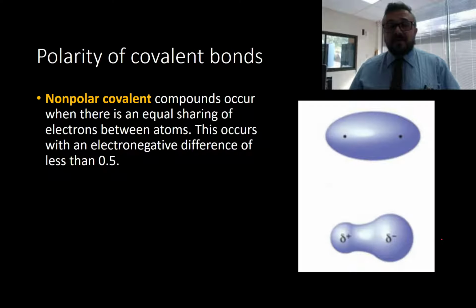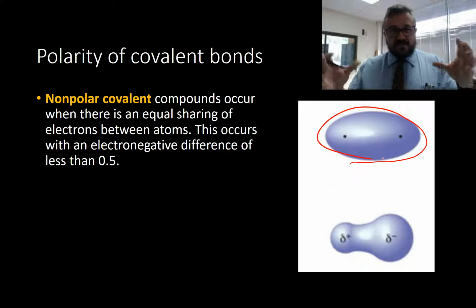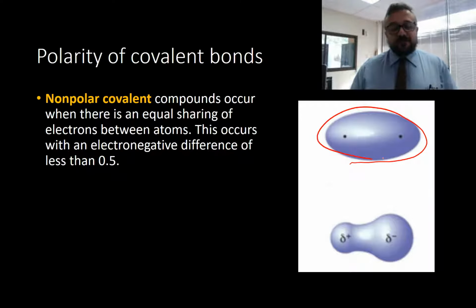So we've got nonpolar covalent bonds. They occur when there's an electronegativity differential of less than 0.5 on the Pauling scale. And this means that they just share equally. When we look at it, you actually see an electron cloud that looks like this between the two atoms in that molecule. When we talk about covalent bonds, you could have a molecule of 1,000 atoms, but we talk about each bond individually.